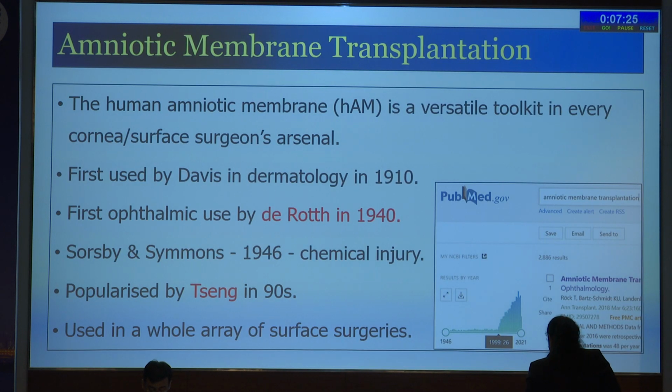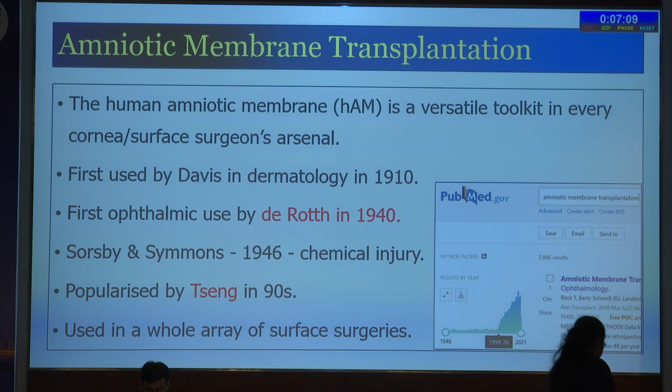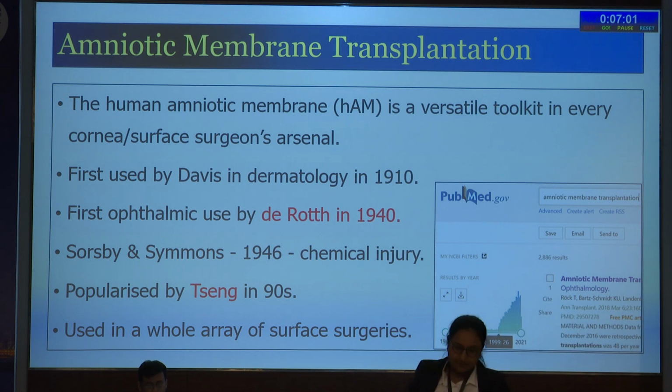So the human amniotic membrane is a versatile toolkit in every cornea and ocular surface surgeon's arsenal. Coming to the history a little, it was first used by Davis in dermatology in 1910. First ophthalmic use was by Roth in 1940. Sorsby and Symons used it for chemical injury in 1946, and it was popularized by Tseng in the 90s, and it is used in a whole array of surface surgeries.